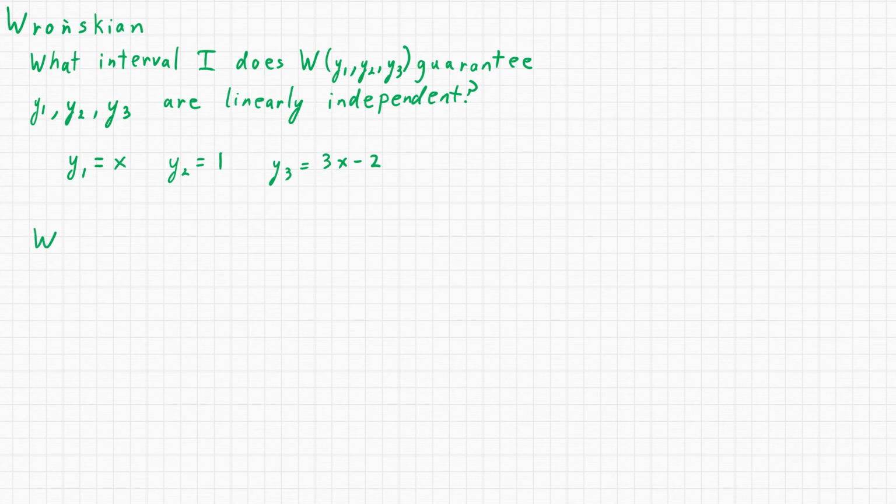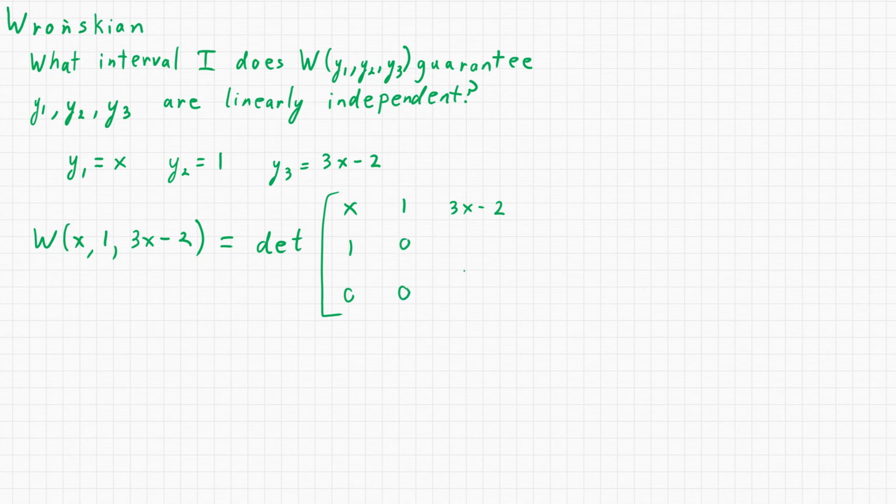So if we calculate the Wronskian of x, 1, 3x minus 2, that equals the determinant of, okay, I have x, 1, 3x minus 2. The derivative of x is 1, the derivative of 1 is 0, the derivative of 3x minus 2 is 3. Then the second derivatives: the derivative of 1 is 0, the derivative of 0 is 0, the derivative of 3 is 0. So we actually already know, because we have a row of zeros here, the determinant is going to be 0.